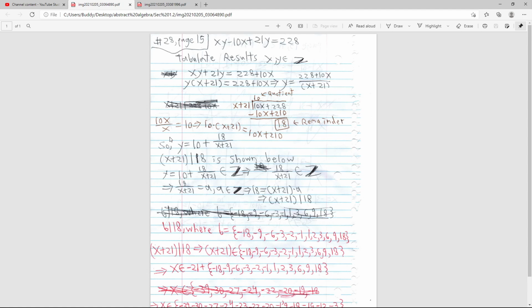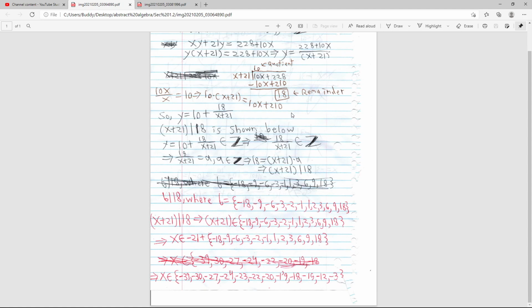And you follow these steps. x plus 21, you're dividing that out of 10x plus 228. So you just do the first factor, 10x divided by this leading x, which equals 10, which later implies that 10 times (x plus 21) equals 10x plus 210, which is what you subtract out of it. Put 10 here and you subtract the 10 times (x plus 21). And you get only 18, and that's the remainder since we can't really do any more from here. There's no more leading terms or anything. And therefore y equals 10 plus 18 divided by (x plus 21).